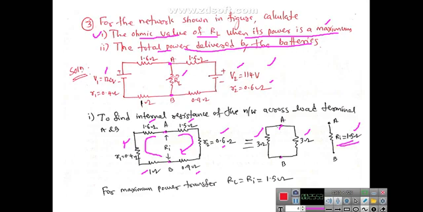Once we determine this, as per the maximum power transfer theorem, RL is equal to RI, so that is equal to 1.5 ohm. That is the answer for the first part. Now we can go on to determine the total power delivered by the batteries.